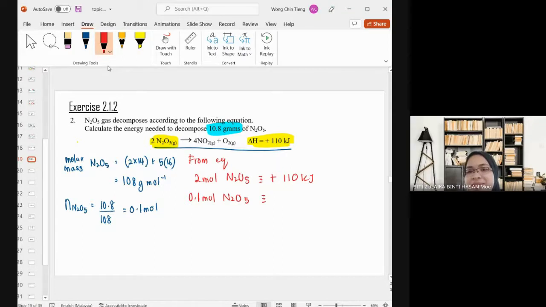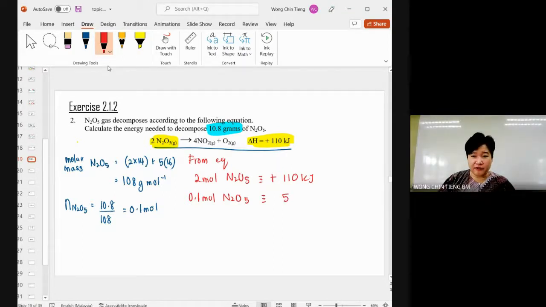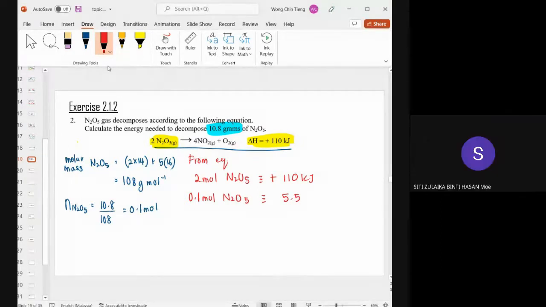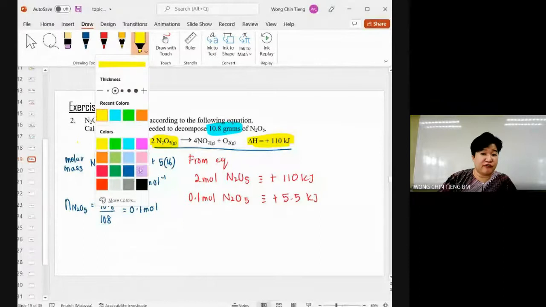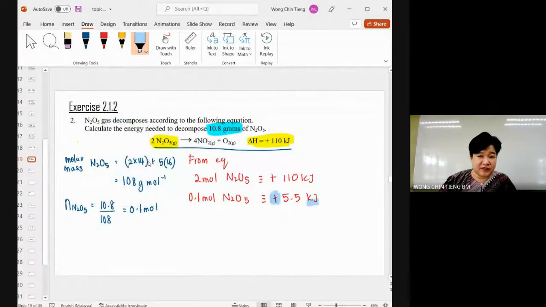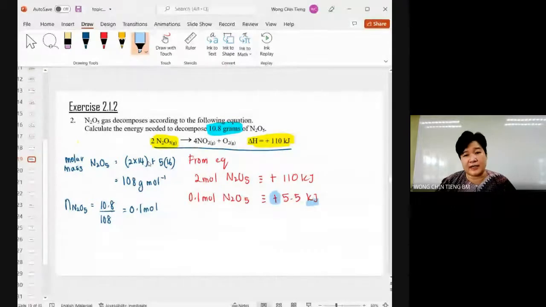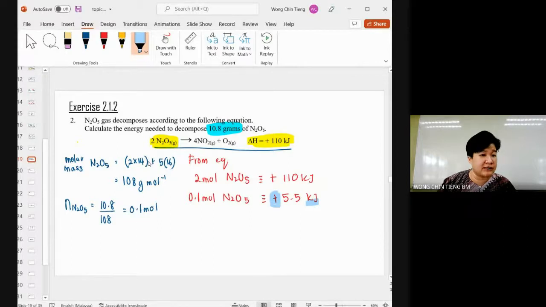5.5. Zulaika gave the answer 5.5. Anybody want to add anything? Kilojoule. Syafiq said kilojoule. Anything else? Positive. Thank you. Very kind reminder: positive and unit. Positive or negative here is compulsory to show whether the heat is released or absorbed, whether it's endothermic or exothermic, or if the question asks whether the product or the reactant is more stable, etc. Positive, negative is compulsory. Okay, Zulaika? And everyone.